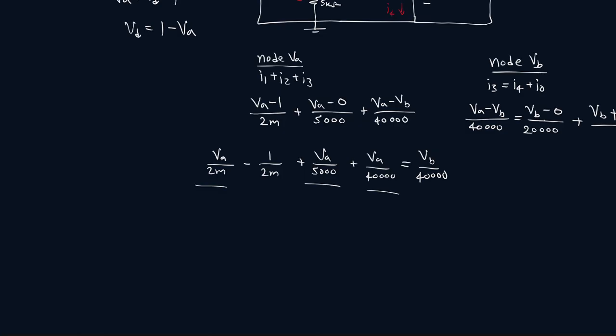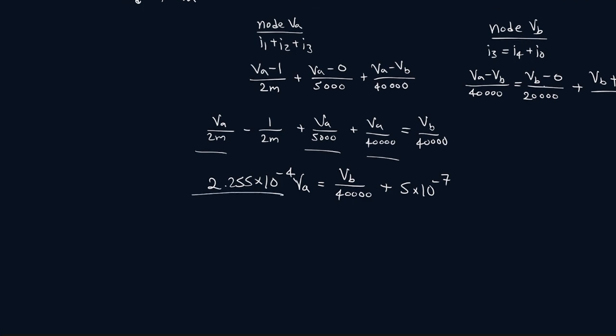Okay, sounds good. Let's add up all three of these: 1 over 2 million plus 1 divided by 5,000 plus 1 divided by 40,000. And that gives me 2.255 times 10 to the power of minus 4 VA. And let me bring this to the other side as well, so it'll be VB over 40,000 plus 1 over 2 million, so it'll be 5 times 10 to the power of minus 7. Divide both sides with this value.